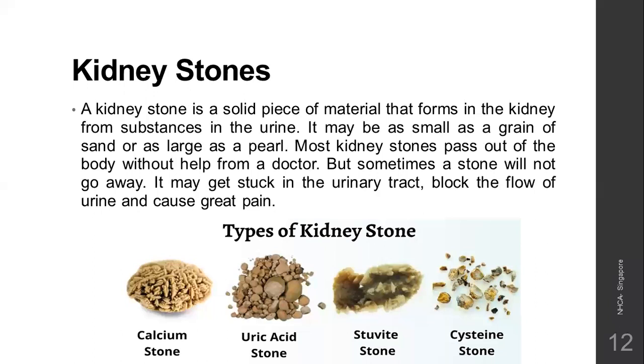Next we have kidney stones. A kidney stone is a solid piece of material that forms in the kidney from substances in the urine. It may be as small as a grain of sand, or as large as a pearl. Most kidney stones pass out of the body without help from the doctor, but some stones will not go away. It may get stuck in the urinary tract and block the flow of urine. It can also lead to great pain as well. Okay, so this is about kidney stones.